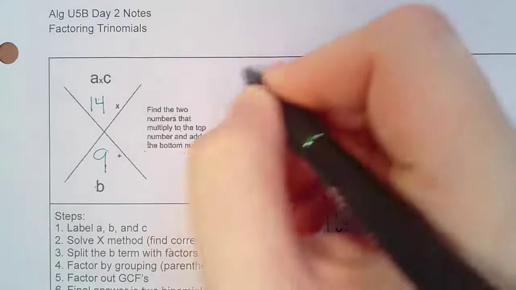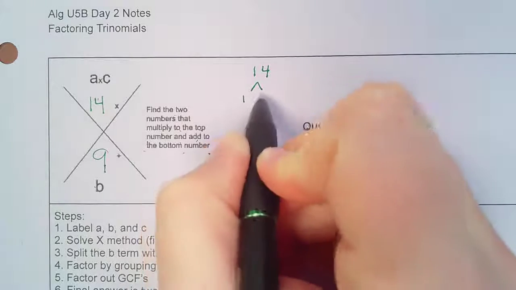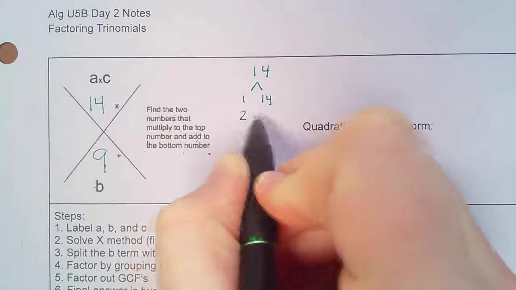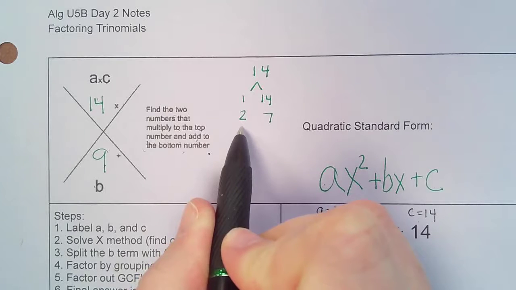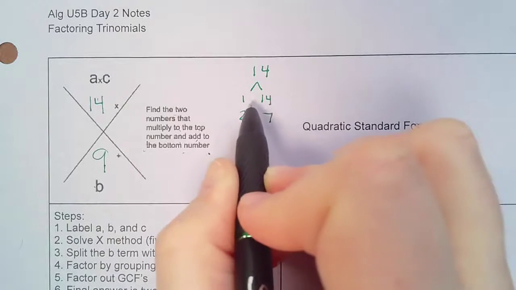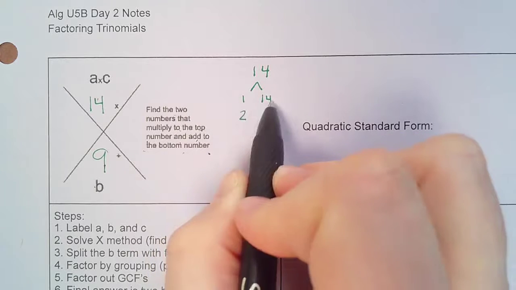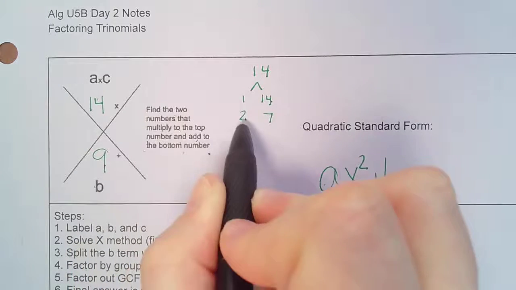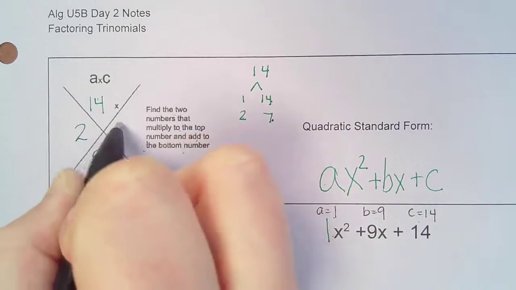So let's think of our factors of 14. Numbers that multiply to 14 are 1 times 14, 2 times 7. 3 does not go in evenly, 4 doesn't, 5 doesn't, 6 doesn't, 7 does, and it's already written. Now I'm thinking, if these add to 14, they check off the top. But if I add these together, I get 15, so not 9. If I add 2 and 7 together, I get 9. So those are my correct factors, 2 and 7.